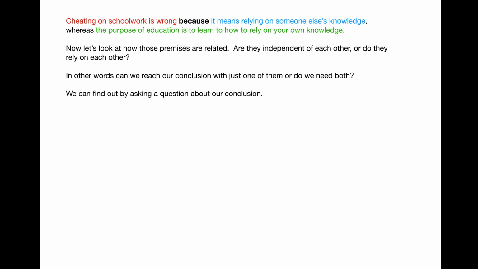Okay, so now we want to look at those premises and see how they're related. Are they independent of each other, or do they rely on each other? Do they need each other? So in other words, can we reach our conclusion with just one of them, or do we need both of them? We find out by asking our question about our conclusion. Why is cheating on schoolwork wrong? It means relying on someone else's knowledge.